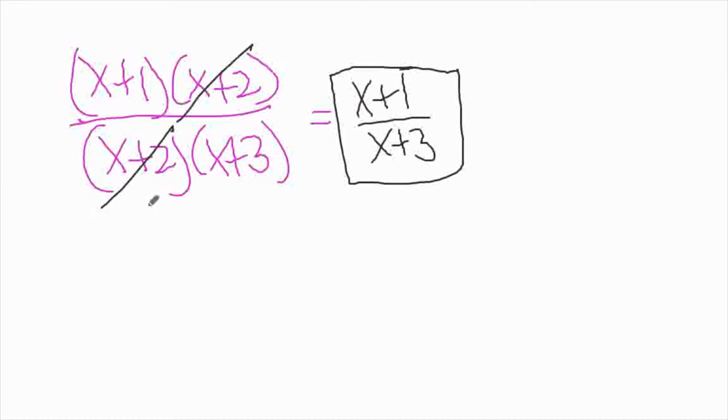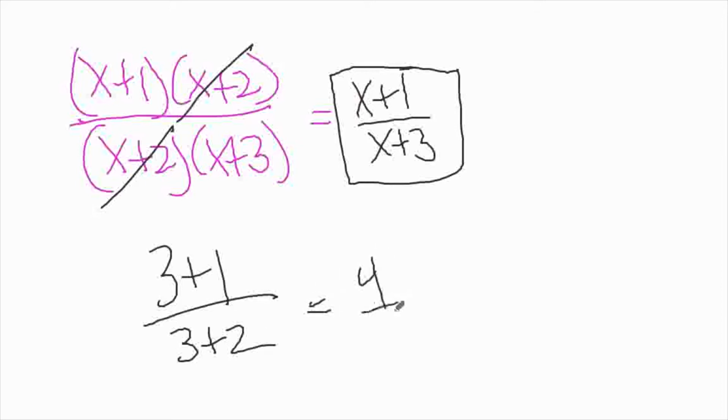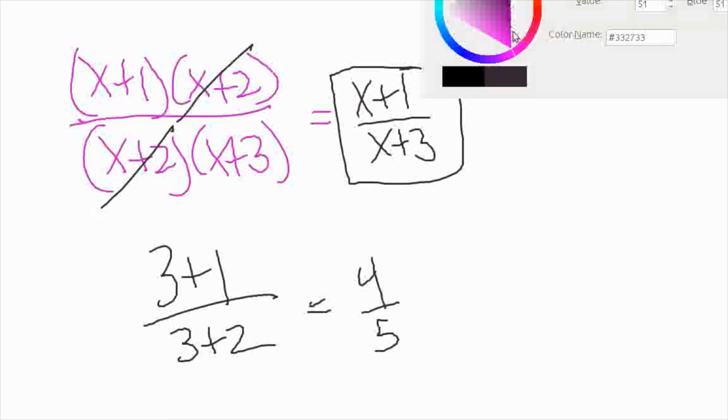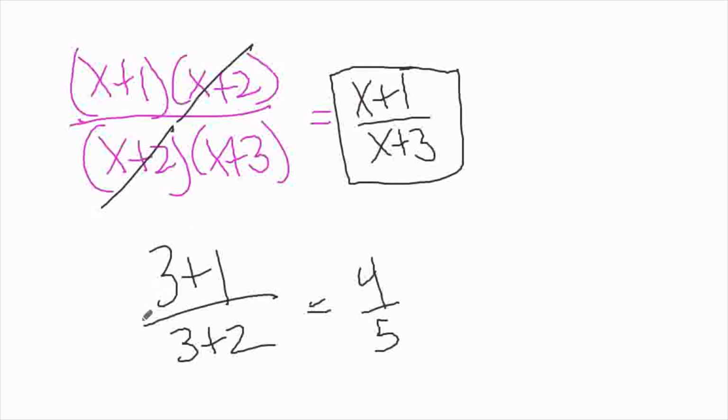The same thing was true with numbers. You get bitten if you try to cross things out when you have an addition instead of a factored form. Like, for example, 3 plus 1 over 3 plus 2. That's 4/5, right? However, if you foolishly do this, if you say, oh, look, I have 3's in common, so I'll just cross those out, and so what do I have left? 1/2. Okay, that's not going to work. Okay, you can only cross things out when you've got multiplication.